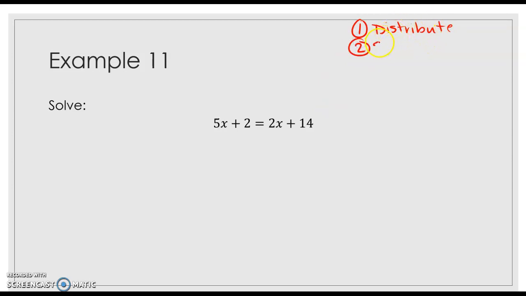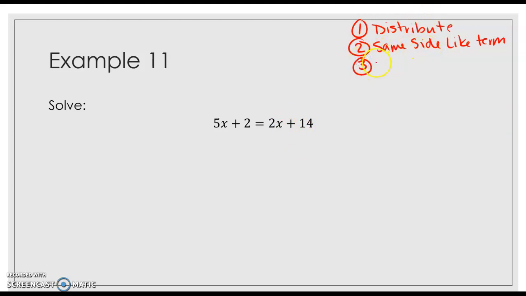The next question is, do we have same side like terms? When I'm looking at it, 5x, 2, nothing else on that side, 2x and 14, but nothing else on that same side of the equal sign. So here for us, it's a no, but if I did, then I would combine like terms.